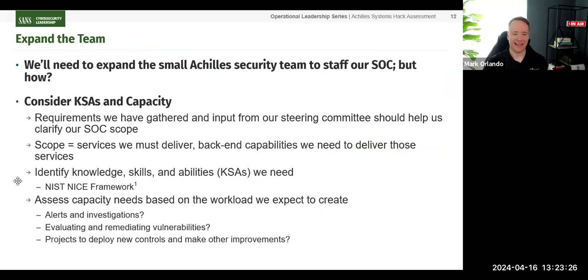Now, we need to expand the team. So we know that Achilles historically has had a relatively small IT security team. They're doing project work. They're doing audit preparation. They're doing some detection and response whenever they have time. Now that we're going to expand that group to include a security operations center, we need to think about what kind of knowledge, skills, abilities, or KSAs, and what kind of capacity that team needs to have.